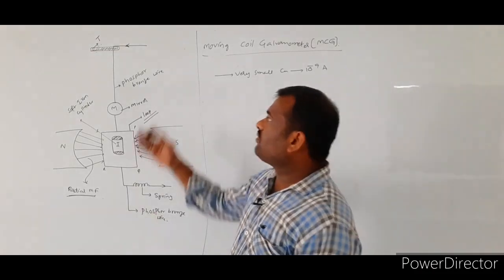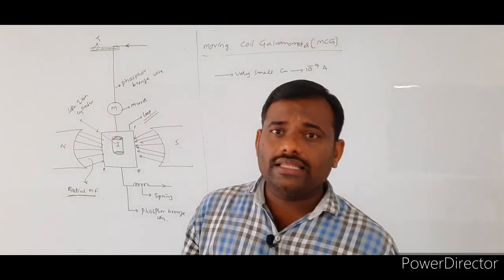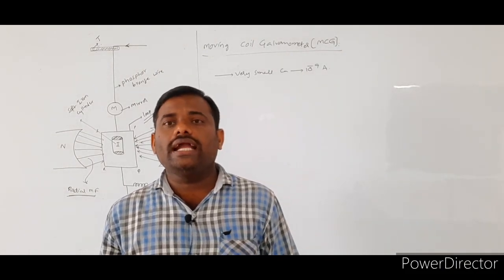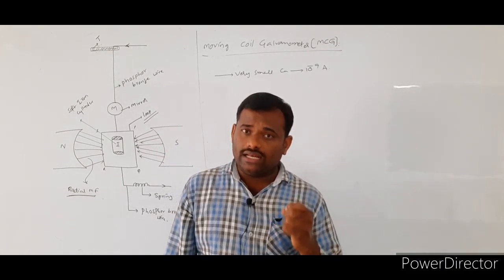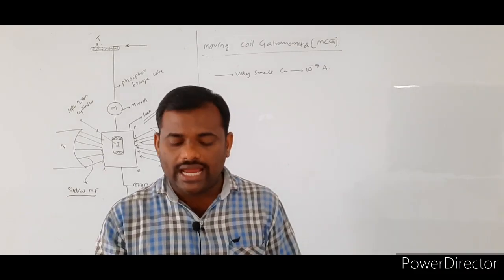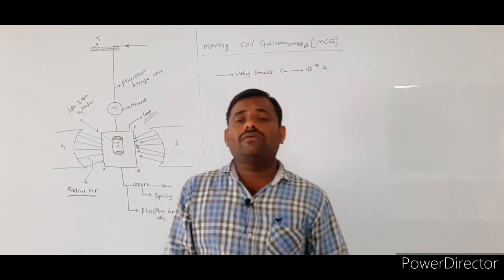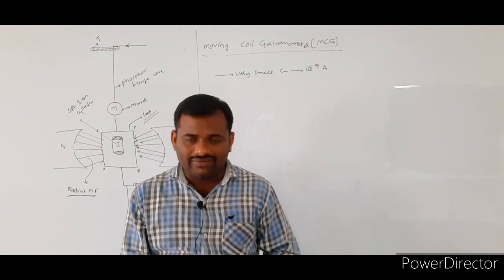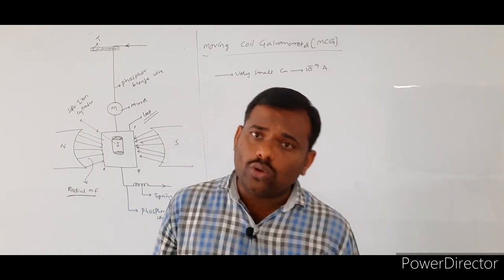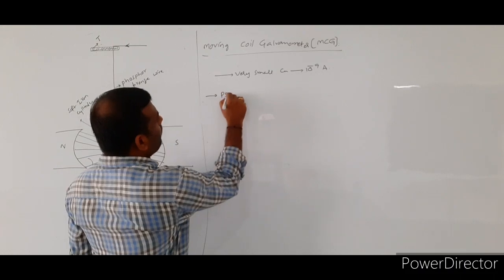Here, how they will ask the question: explain the principle, construction and working of the moving coil galvanometer. We have to explain on which principle it works, how the moving coil galvanometer is constructed, and how its working takes place. Like this we have to explain. So the first one is what? We have to know the principle.